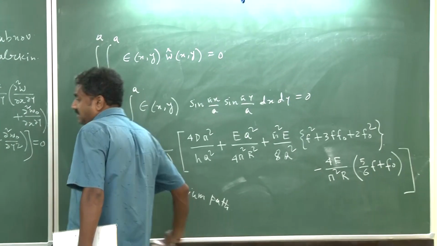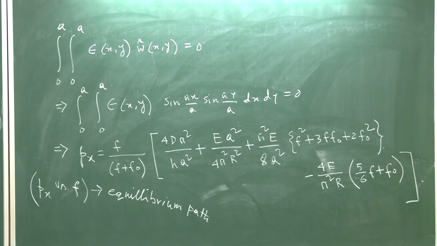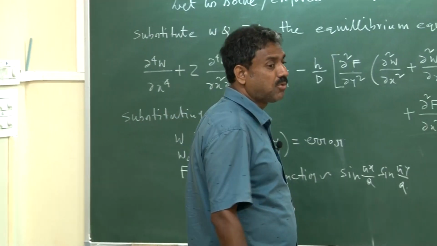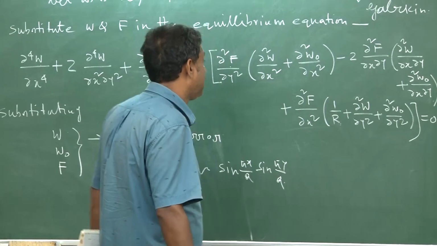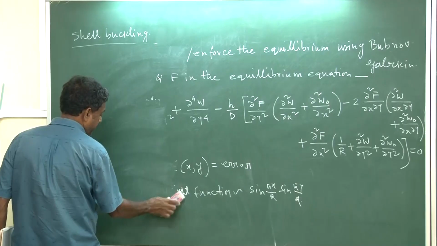So the equilibrium path is the one, from the very beginning, if you go back to the very first few lectures, I was repeatedly emphasizing the equilibrium path because that gives you all the information about the system behavior, the stability behavior. So now I am going to plot it.